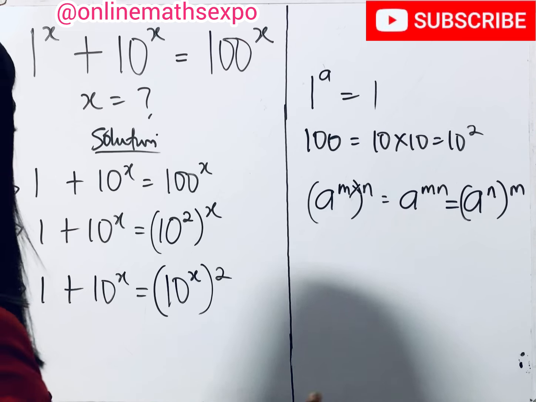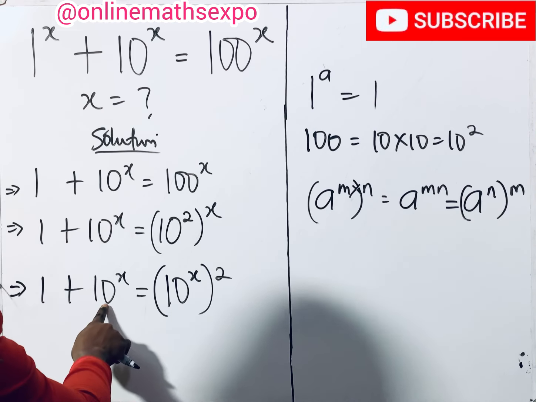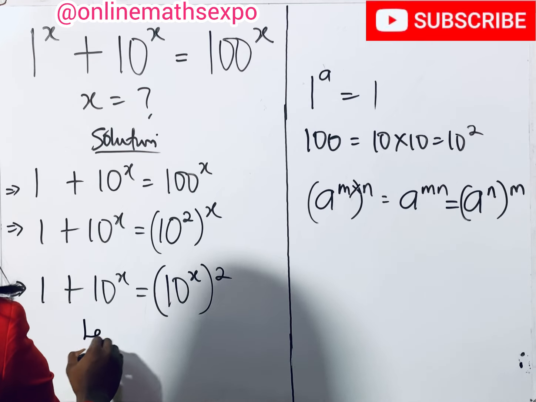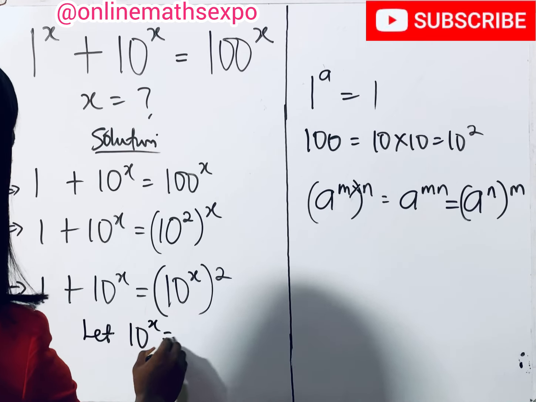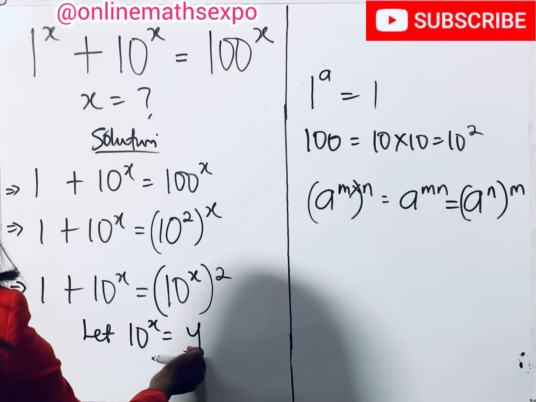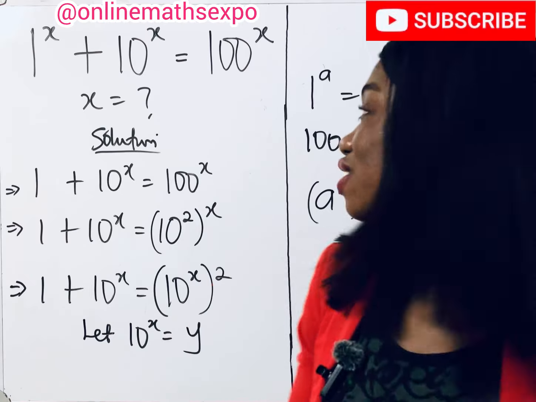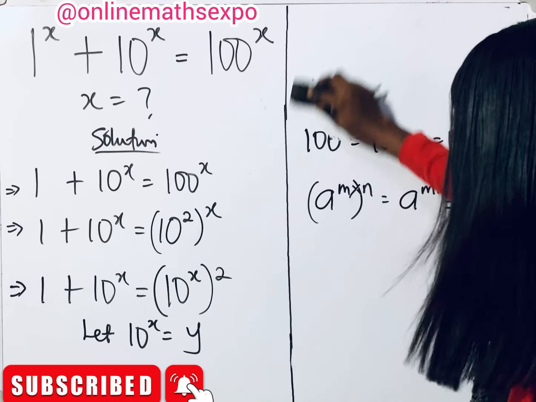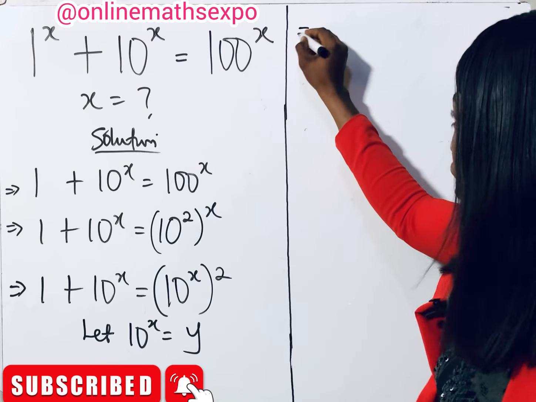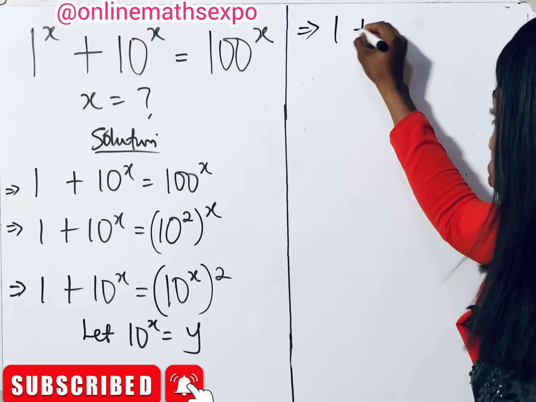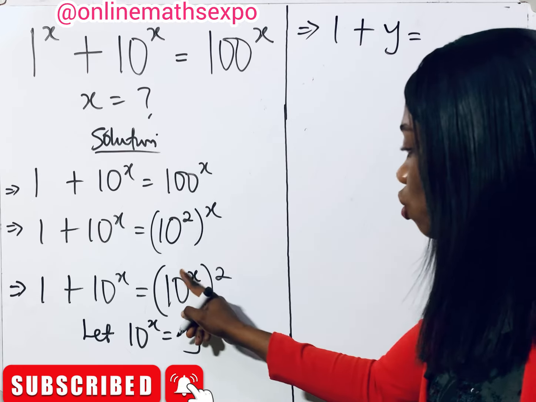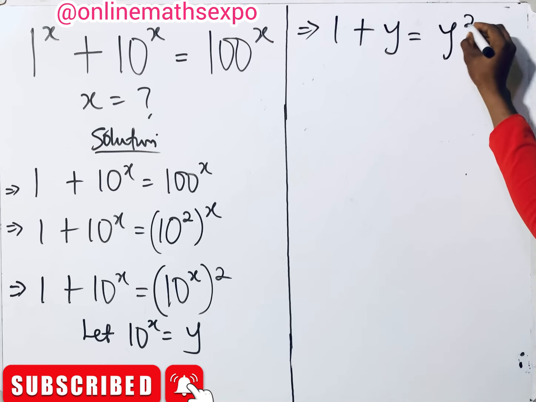So we observe that this 10 to the power of x is common. We can choose to use a letter to represent it. So we can say, let 10 to the power of x be a letter like y. Now let's replace this with y. So this gives us 1 plus the whole of this, which we have taken as y. So we have y is equal to, this is the same as y, so we have y squared.